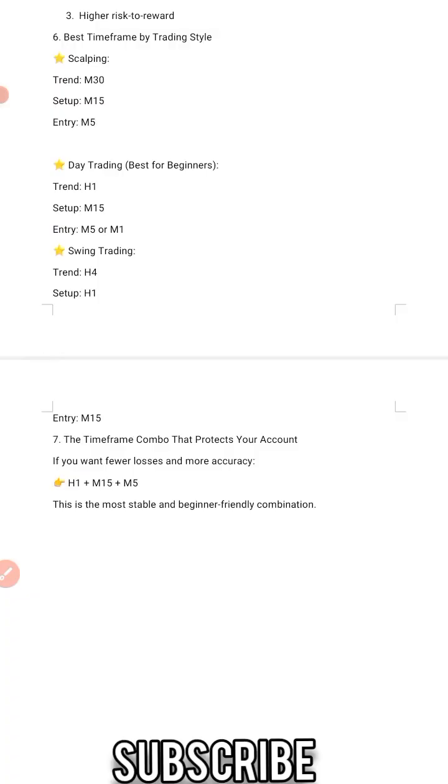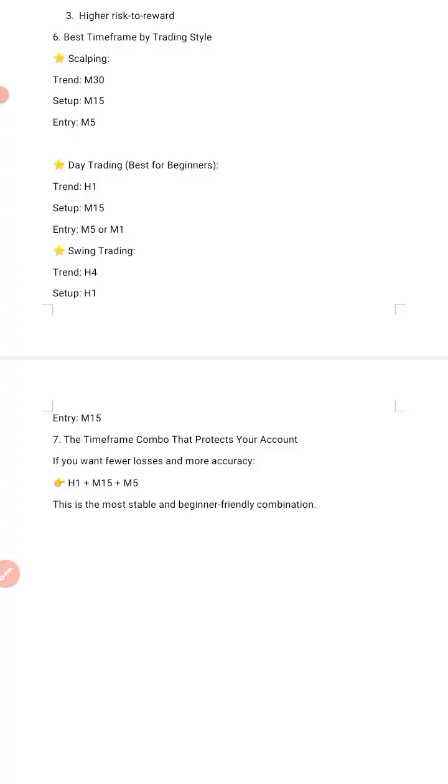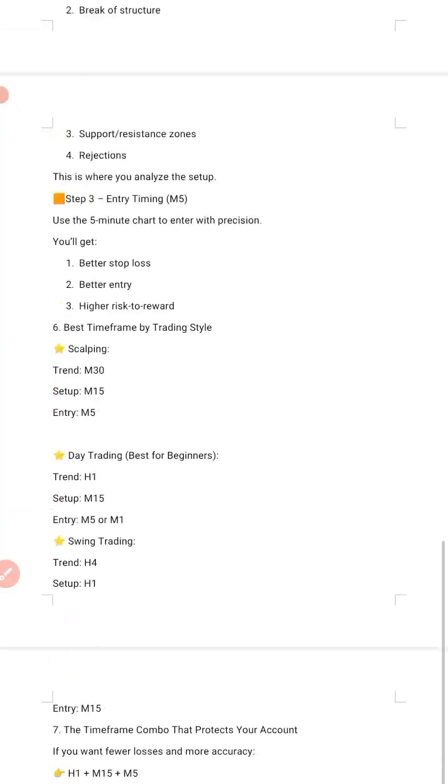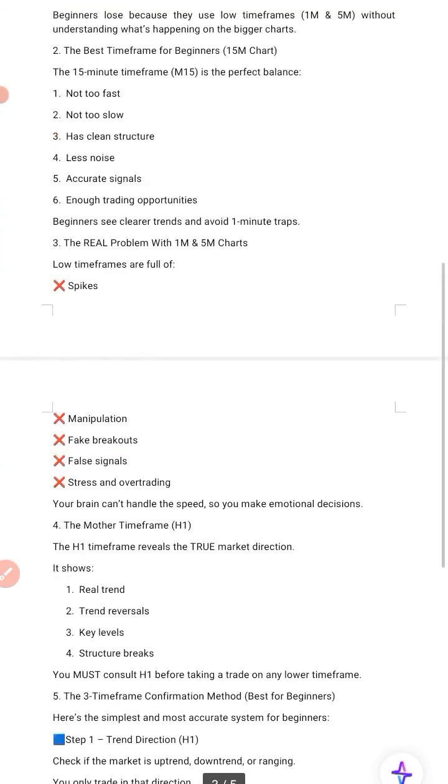Now, the combination of these time frames actually produces good results. When you combine them, it will produce amazing results, and it will protect your account from being lost. Now, this brings about what? Accuracy. The 1 hour time frame, the 15 minutes time frame, and then the 5 minutes time frame. This is the most stable and beginner-friendly combination of time frame analysis.